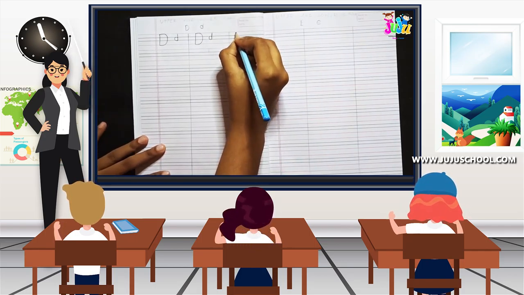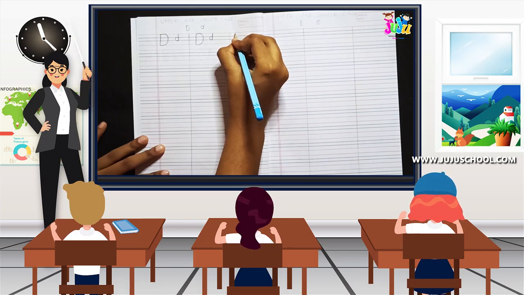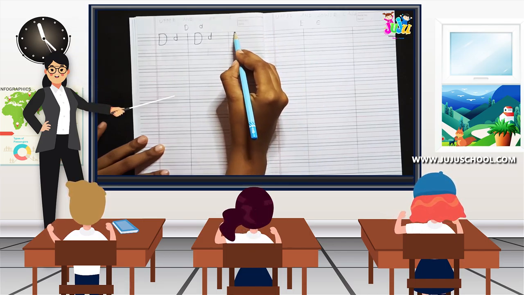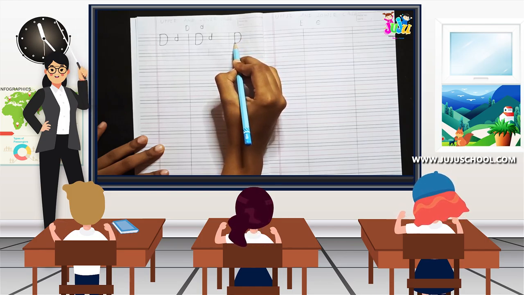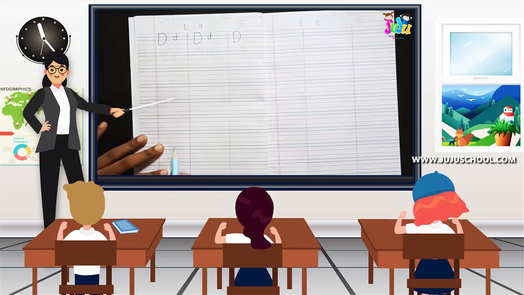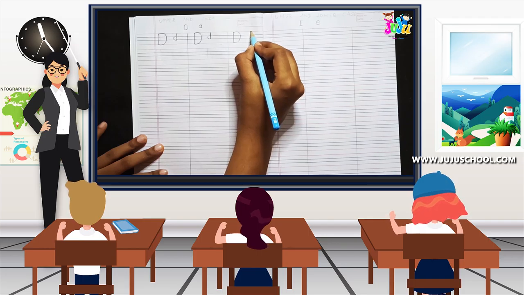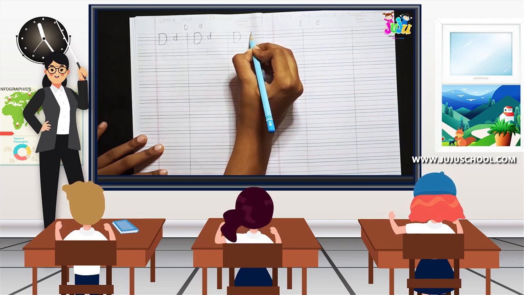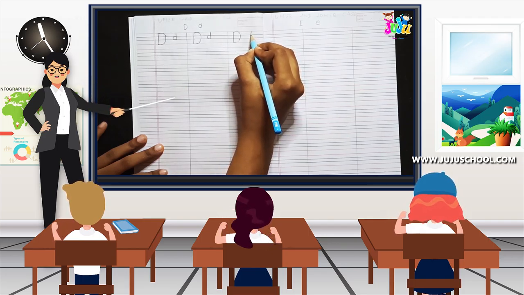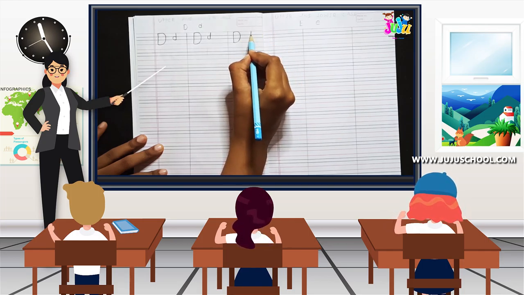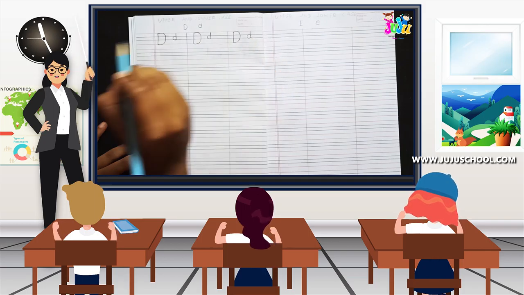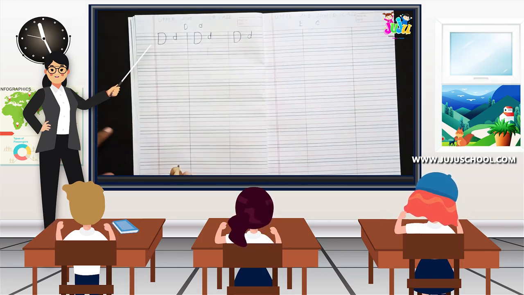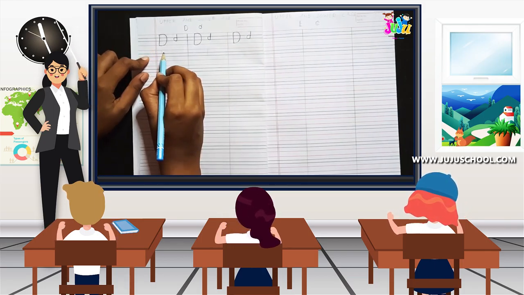Go to the top, that is to the first red line, draw a straight standing line. And again go to the top, draw a left curve roundabout to the bottom. And for the lowercase d, go to the top, that is to the red line, and draw a straight standing line. And in the middle, that is from the first black line, draw a right curve to the second black line. That's it. Okay, kids, now I'm writing this line too.